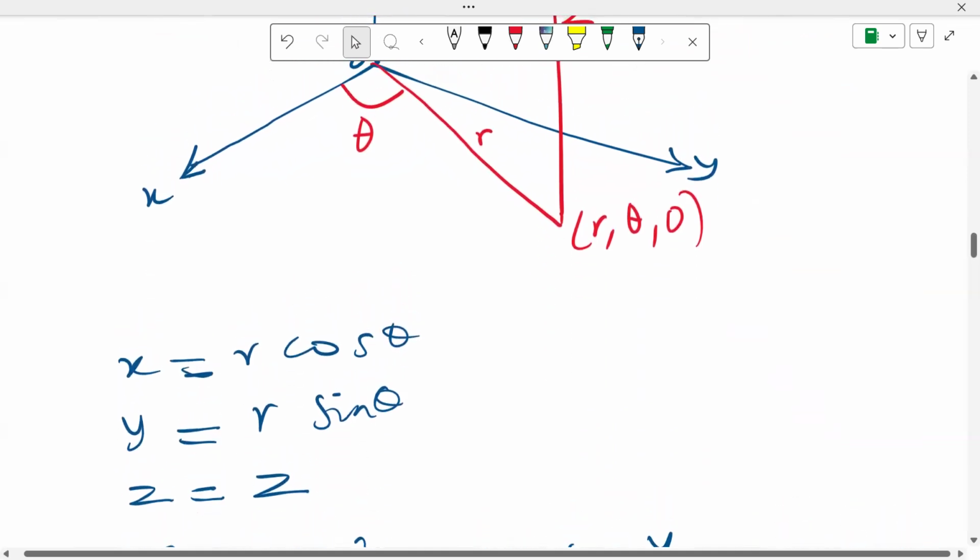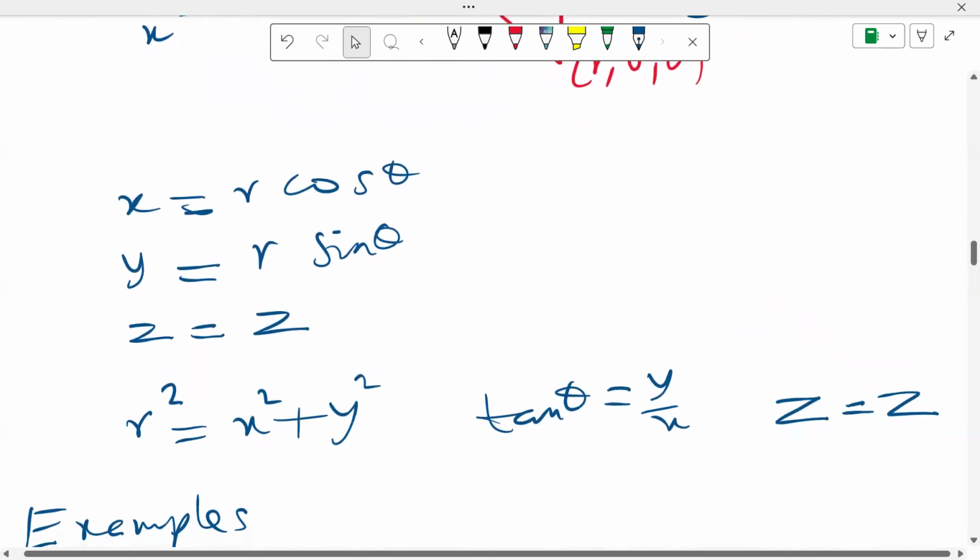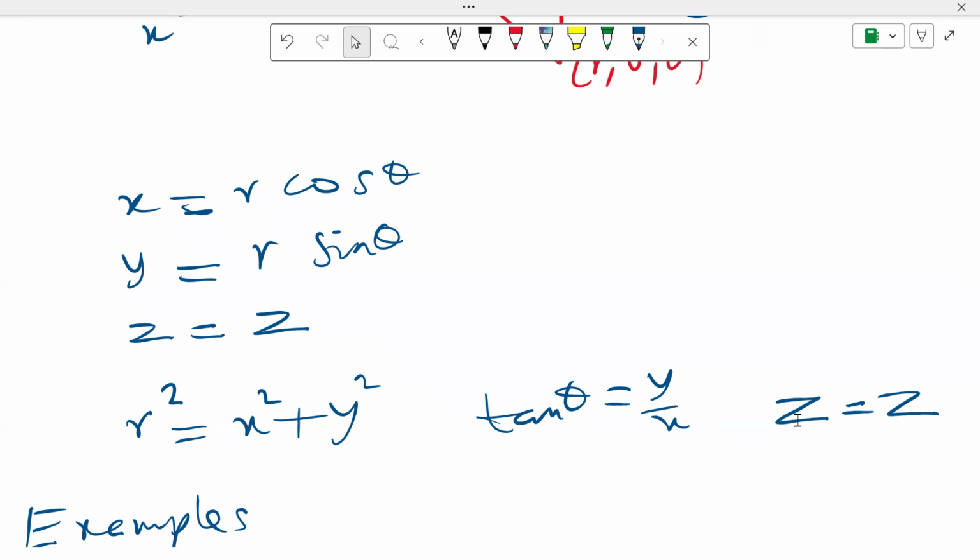Now, let's try to derive some important things over here. We will recall that our X is given by this, our Y is given by that, and our Z also gives us still our Z, where our R squared gives us x squared plus y squared. Our tan theta is y on x. Our Z still gives us our Z. So take note of these important concepts, which we'll be recalling and using in our various examples and questions. So we are treating cylindrical coordinates.